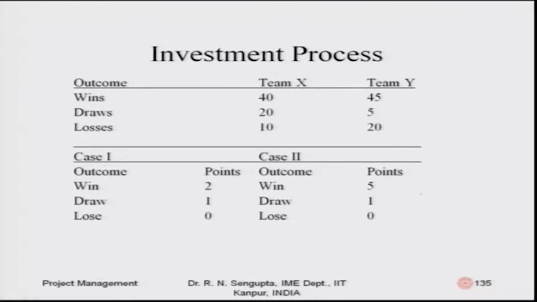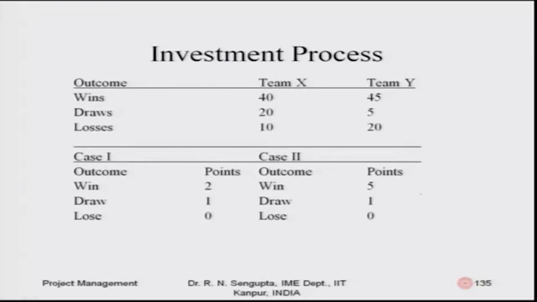Now, due to some reason, one of the organizers of the match or tournament mentioned that the outcomes would be pointed accordingly, where a win will fetch 2, a draw 1 and a loss 0. While another organization, due to some confusion, said a win would fetch 5, sorry, my mistake, a draw would fetch 1 and a loss would fetch 0. So in that case, the points earned are different and the wins and draws are valued differently.